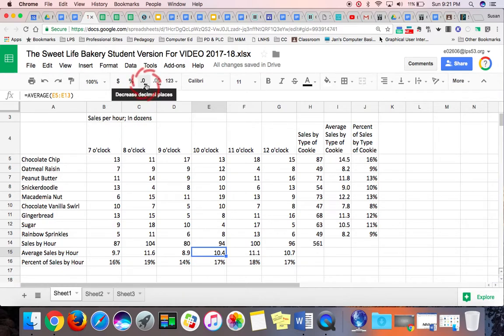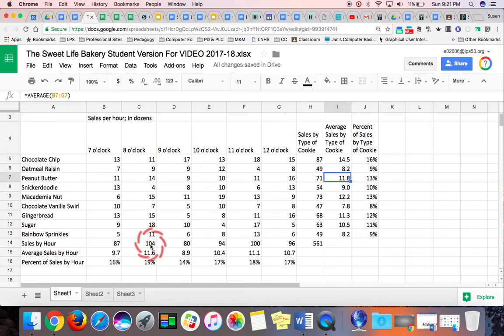Okay, then on average, how many peanut butter cookies were sold per hour? So we're going to come over here and do average sales by type of cookie. That's going to be =AVERAGE(B7:G7) to get the average sales of peanut butter cookies. And then I believe it has you do it for the rest of the cookie types, and your decimal points should be one place.